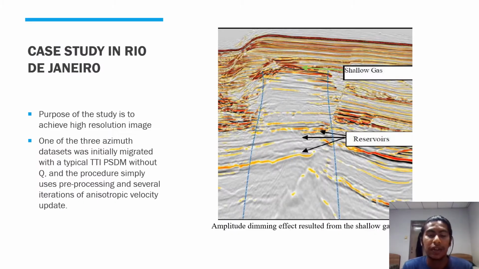So the case study in Rio stated that the purpose of the study is to achieve a high resolution image, and one of the three azimuth datasets was initially migrated with a typical TTI PSDM without Q, and the procedure simply used pre-processing and several iterations of anisotropic velocity update. And as you can see on the right side of this slide, the amplitude dimming effect resulting from the shallow gas is shown.